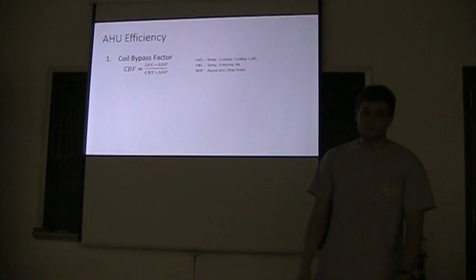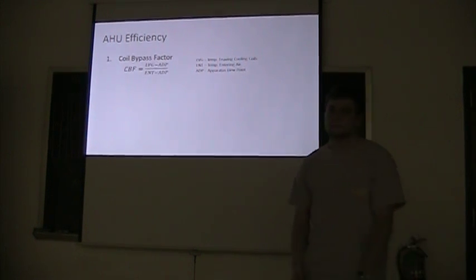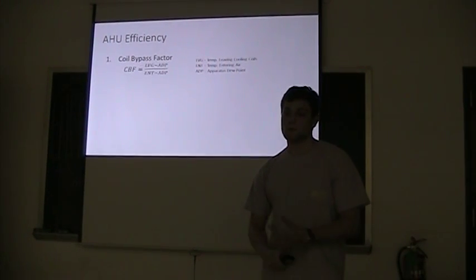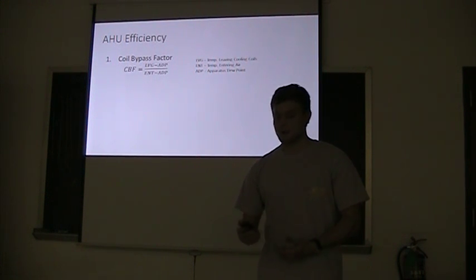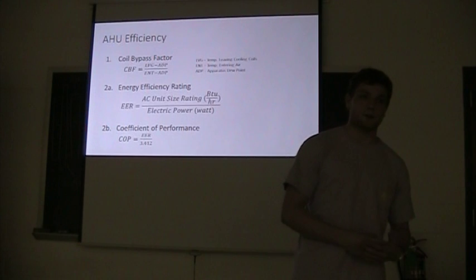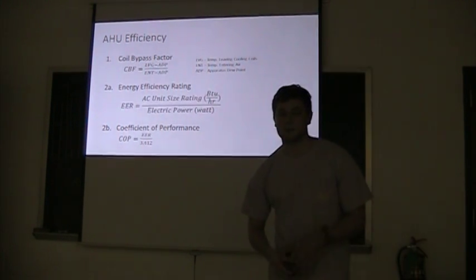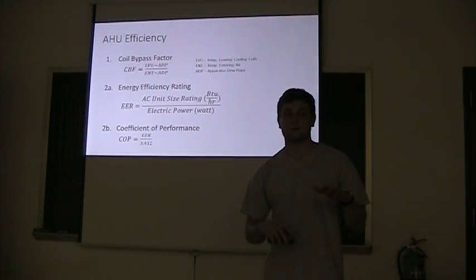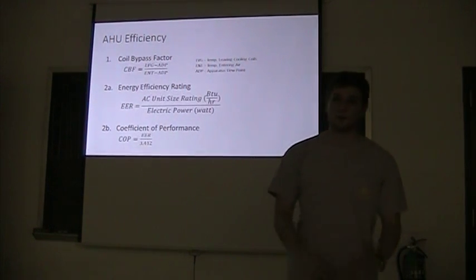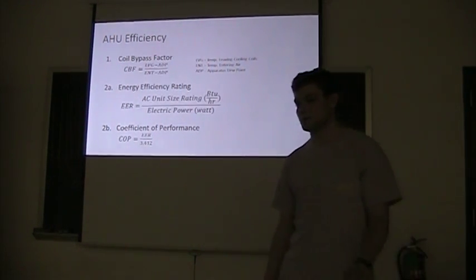There are two ways to do efficiency for an AHU system. First is coil bypass factor, and that's not really used very much in the industry. The other one is your energy efficiency rating, and that's used a lot more, and it's just your air handling unit size over the electrical energy input. And you can also get the coefficient of performance from that as well, using the formula.